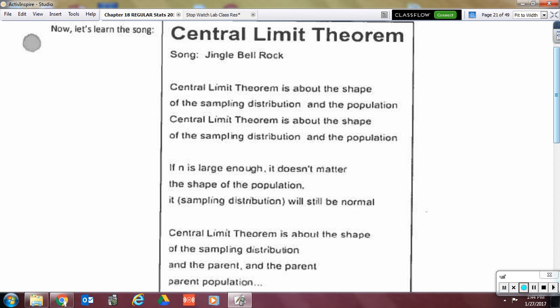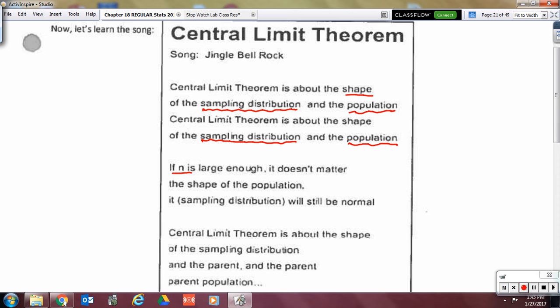The central limit theorem is about the shape of those sampling distributions, those drop-down sampling distributions, and the population, the one up there in the top left corner. So the central limit theorem is about the shape of those sampling distributions, the ones about the x bars, and the population. And here's what it says.